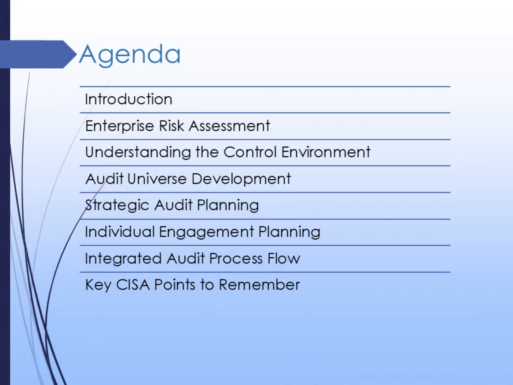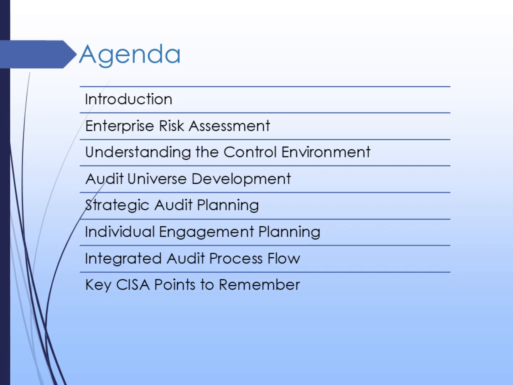In this part of the series, we begin with an introduction to risk-based auditing and why planning is one of the most critical components of an effective information systems audit. We then explore enterprise risk assessment, looking at how organizations identify, evaluate, and prioritize business and technology risks that may impact objectives, operations, compliance, and information security.